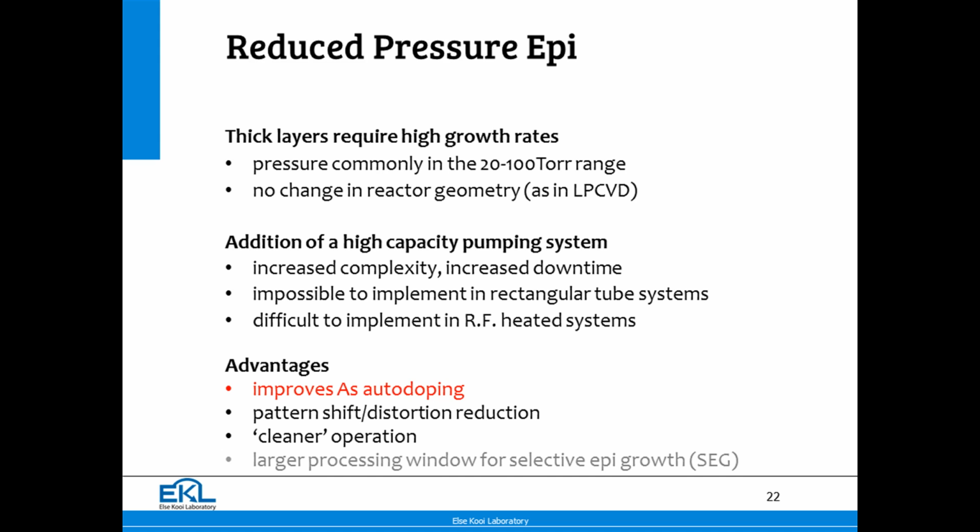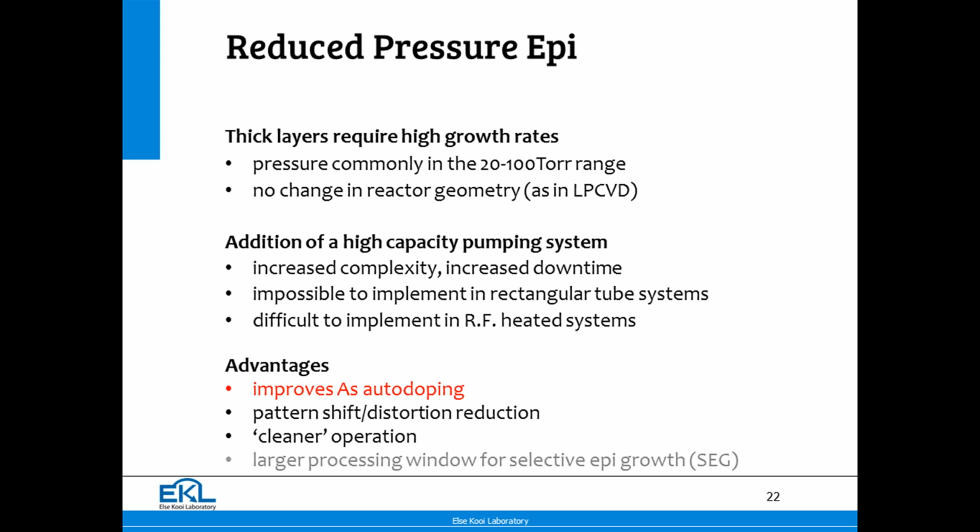So no changes in reactor geometry. We only add a high capacity pumping system. It increases complexity tremendously. It increases the downtime. It is impossible to implement a rectangular tube. The tube would implode unless it's reinforced as we do in the epsilon reactor.